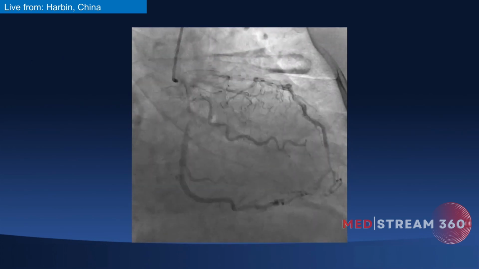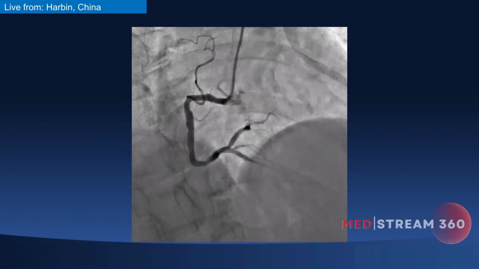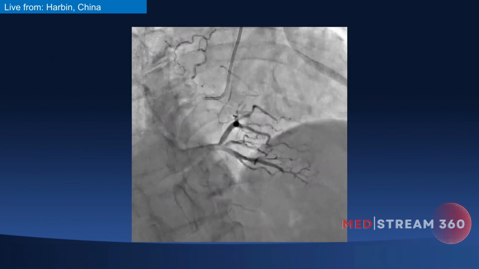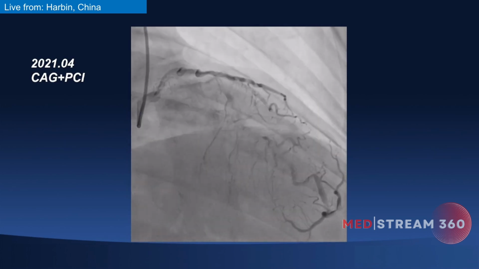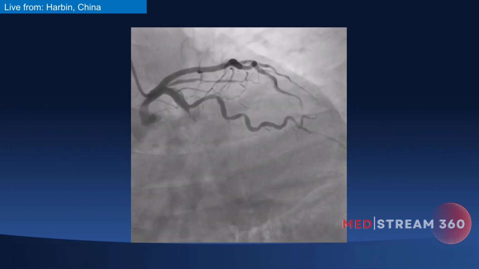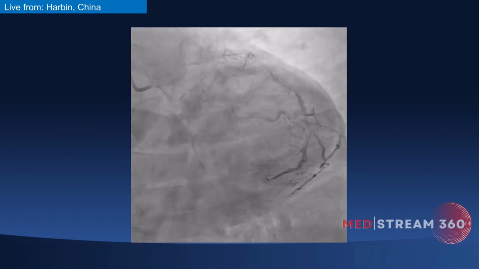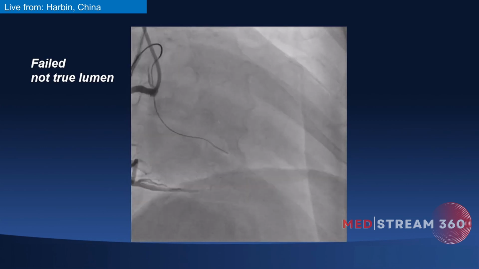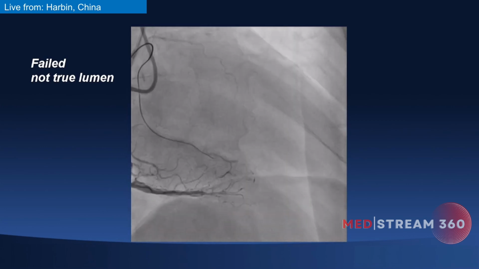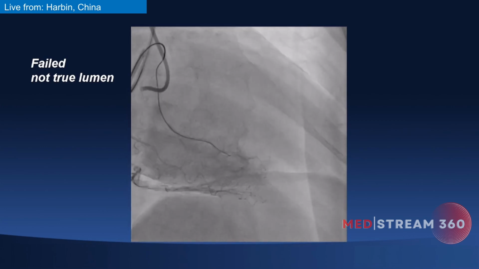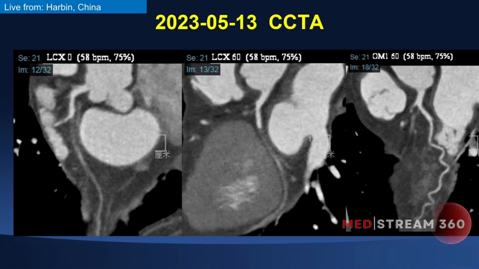Two years later, in another hospital, angiography revealed total occlusion of the proximal LCx. Receiving collaterals from the LAD and RCA via the PLV branch, the patient underwent a failed CTO PCI with an antegrade approach. Then we performed a CTA scan, and the results showed that the occlusion length is very long, more than 20 millimeters, with no calcification.